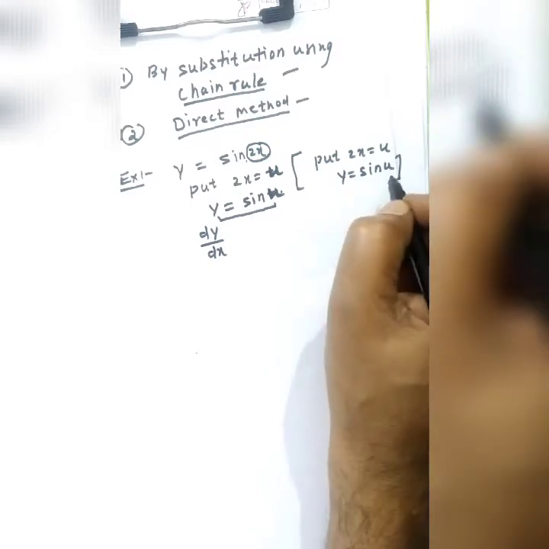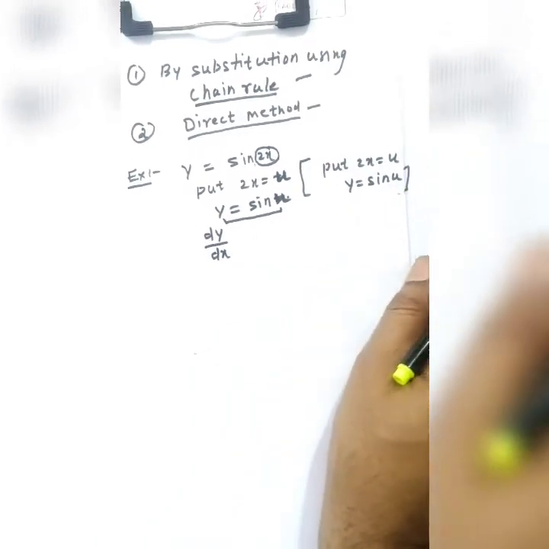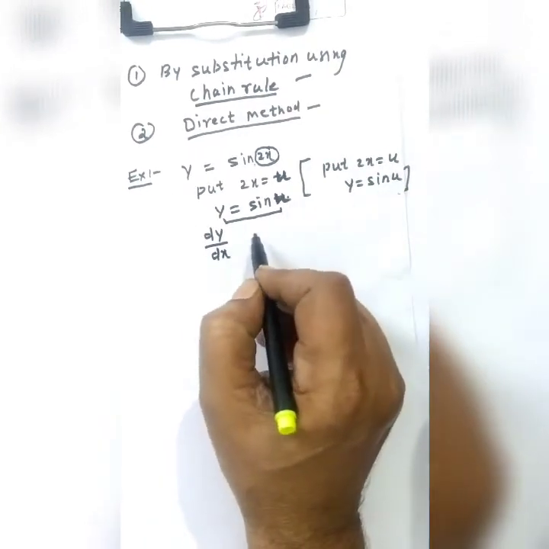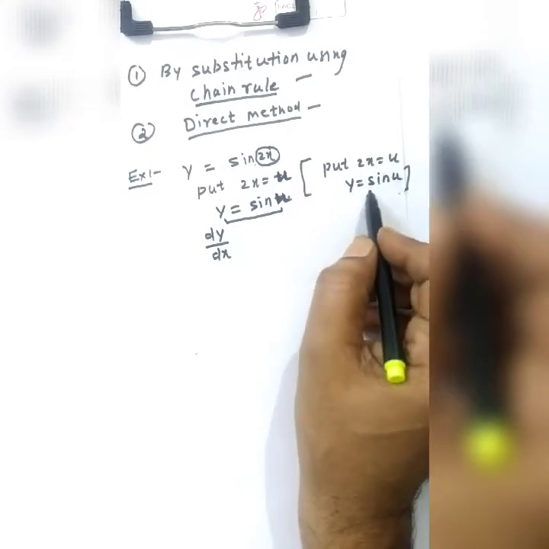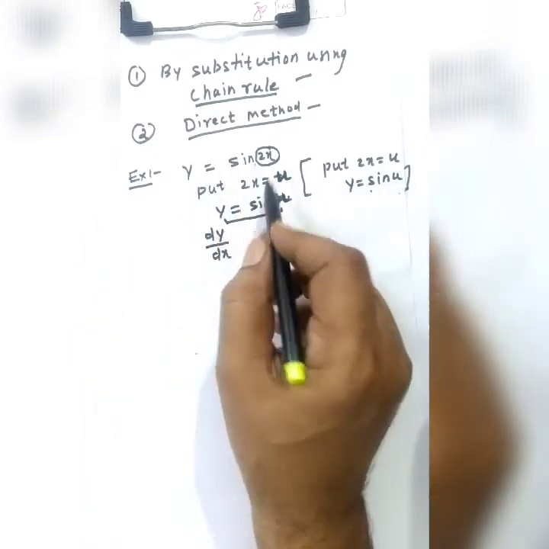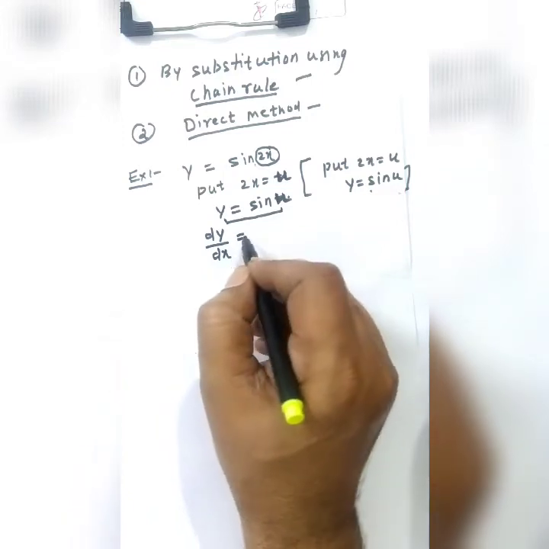You can take t, but the common notation we will be using is u. Even in the textbook they are using u, so we will use u. So I will put 2x is equal to u, then this becomes y is equal to sin u. Then what about dy by dx?